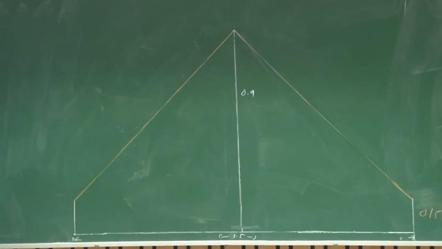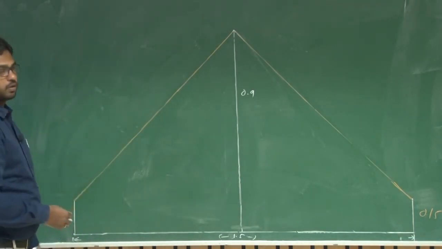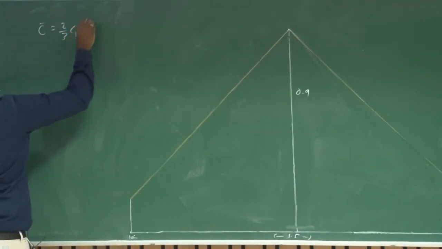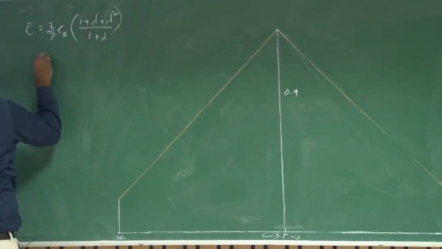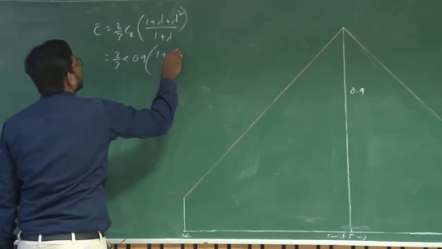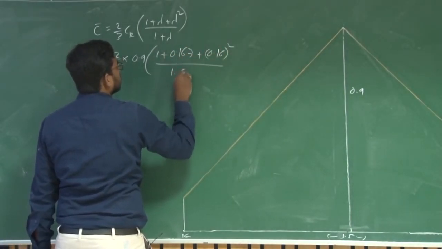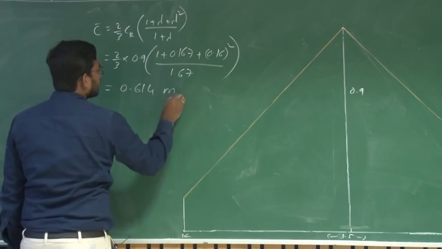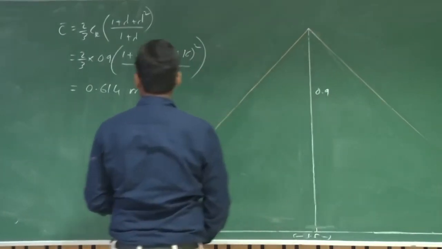Now, what should be the mean aerodynamic chord of this particular planform? We have C bar equals 2/3 CR times (1 + lambda + lambda squared) divided by (1 + lambda). That is 2/3 times, what is CR? 0.9 times (1 + 0.167 + 0.167 squared) divided by 1.167. This is 0.614 meters, right?